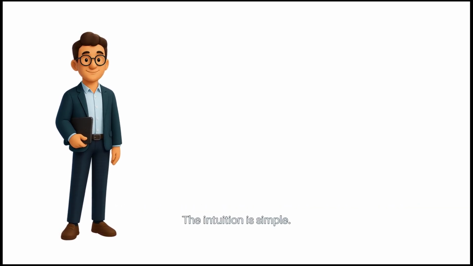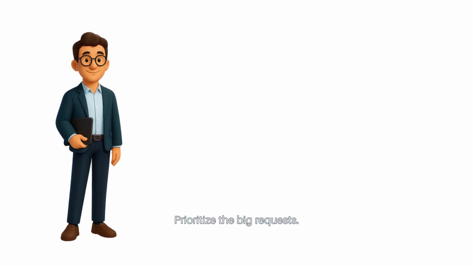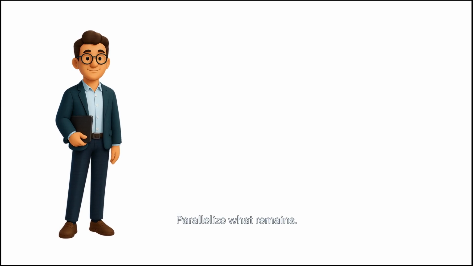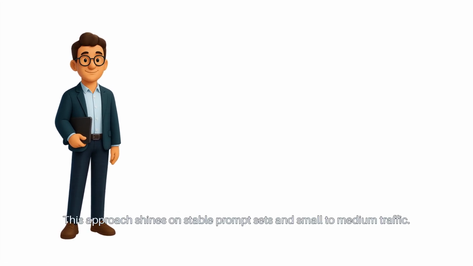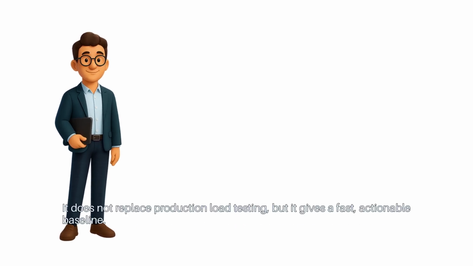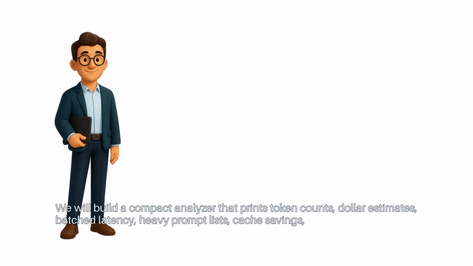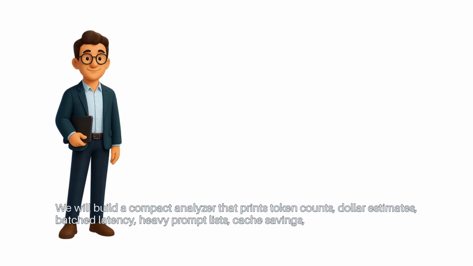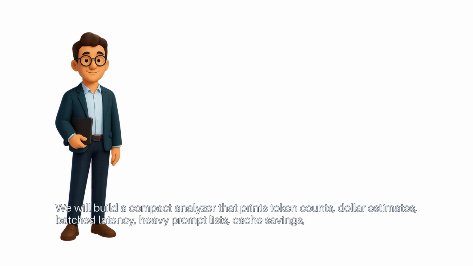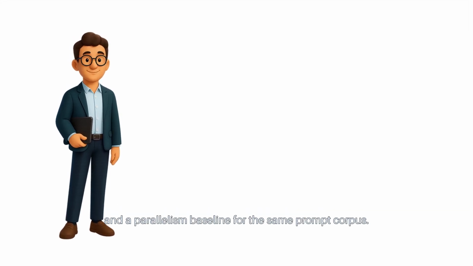The intuition is simple. Count what you send, then model how long and how often you send it. Prioritize the big requests. Cache duplicates. Parallelize what remains. This approach shines on stable prompt sets and small to medium traffic. It does not replace production load testing, but it gives a fast, actionable baseline. We will build a compact analyzer that prints token counts, dollar estimates, batched latency, heavy prompt lists, cache savings, and a parallelism baseline for the same prompt corpus.